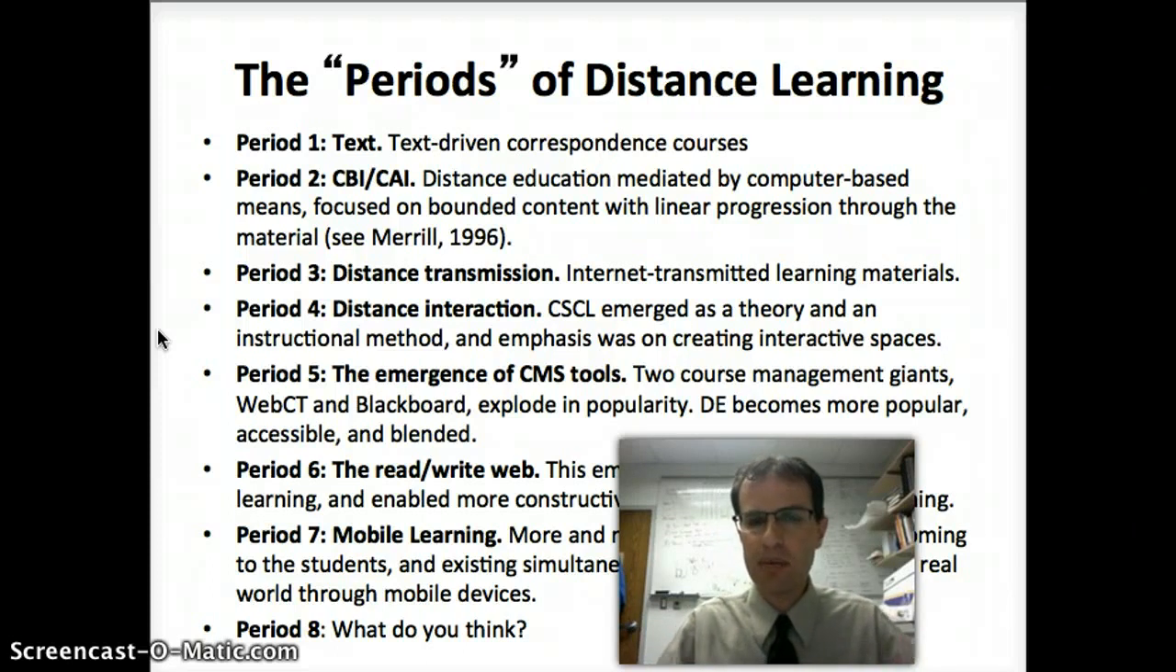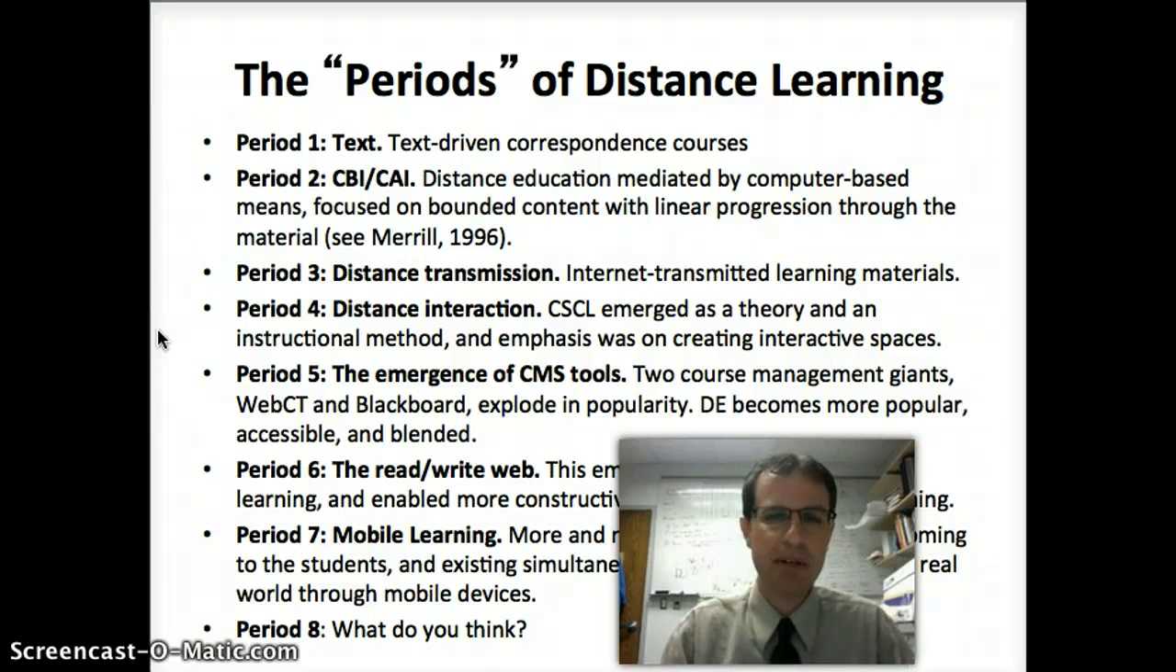Period 4 would be when we started to add more interaction, and a term came out that you should know about called CSCL, which is Computer Supported Collaborative Learning. These folks are very connected to the learning science people. In fact, the Learning Science Conference is held every 2 years, and on the off year, everyone goes to the CSCL conference, so it's pretty much the same group of people. CSCL is how the learning science people talk about interaction, and it's different from some of the ways other people talk about interaction in online learning. But it emphasized creating interactive spaces where people could interact online around the content and talk to each other, not just complete assignments and read material.